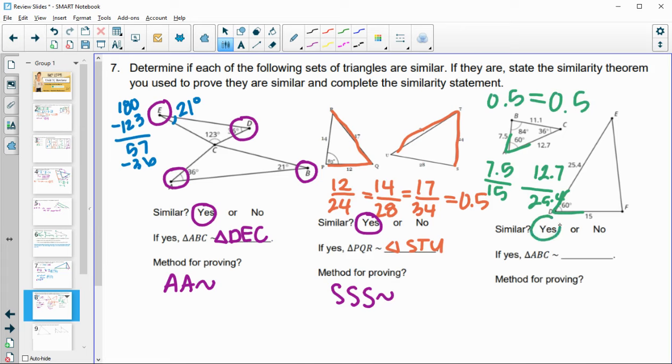So these are similar also, and this time it's by side, angle, side. We knew the angle between the two sides were congruent, and then these two sides were proportional. Then we just need to write the statement. So this one went A, B, C. So it went up the short side to the middle side, and then the largest side. So we need to start at D and then go along the short side to F, and then finally at E. So DFE for that one.